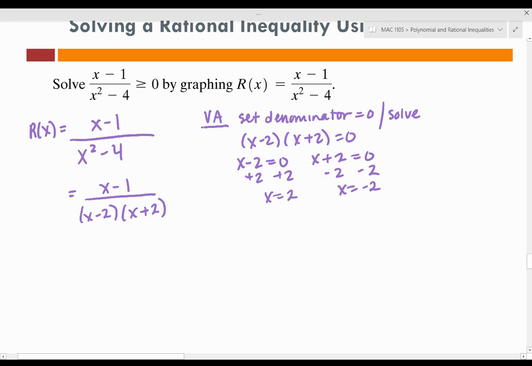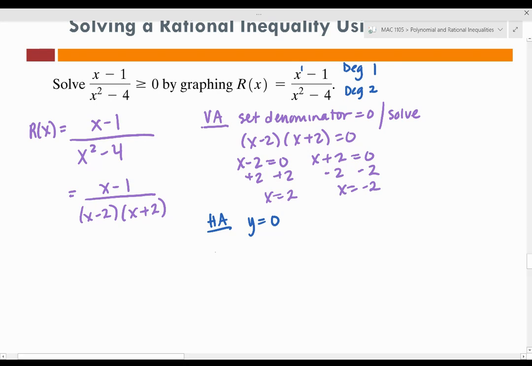The next thing I need to decide is whether I have a horizontal asymptote, an oblique asymptote, or neither. I'm going to look at the degrees of my function since nothing canceled. The degree in the numerator is 1. If you don't see an exponent, it's understood to be 1. And the degree in the denominator is 2. Since the larger degree is in the denominator, you're going to have a horizontal asymptote, and it's automatically at y equals 0.